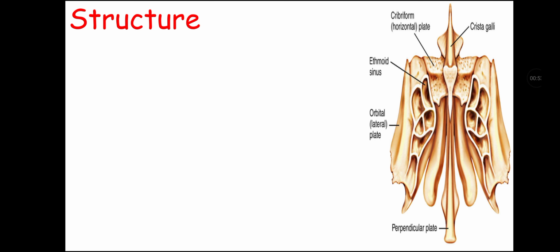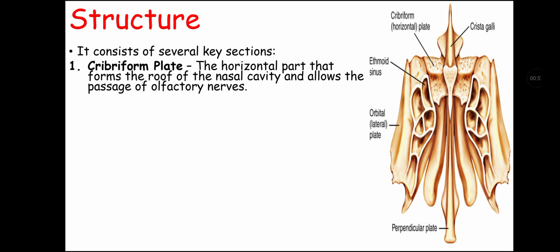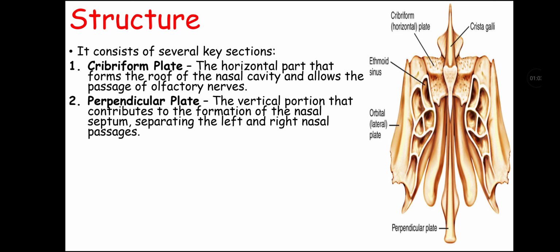Now let's talk about the structures of ethmoid bone. It consists of several key sections that are cribriform plate. That is the horizontal part that forms the roof of the nasal cavity and allows the passage of olfactory nerve. The other part of ethmoid bone is perpendicular plate. As you can see in the diagram, the cribriform plate and the perpendicular plate. The vertical portion that contributes to the formation of nasal septum, separating the left and right nasal passages.